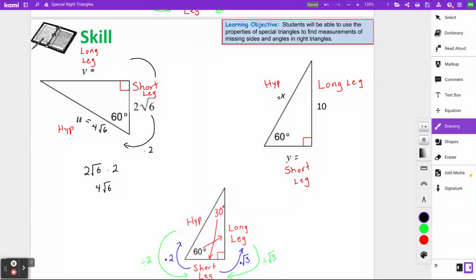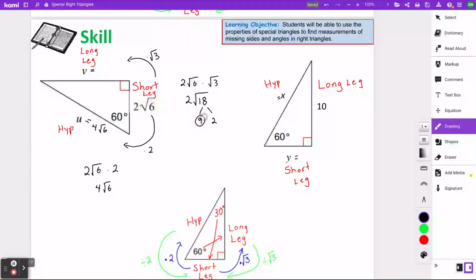To go from short to long leg, we will multiply times the square root of 3. Short leg is 2 times the square root of 6 times square root of 3. The 2 we bring down because it's outside the radical. The 6 and the 3 we multiply since they're both inside the radical to get 18. 18 can be simplified. 9 times 2 gives you 18.